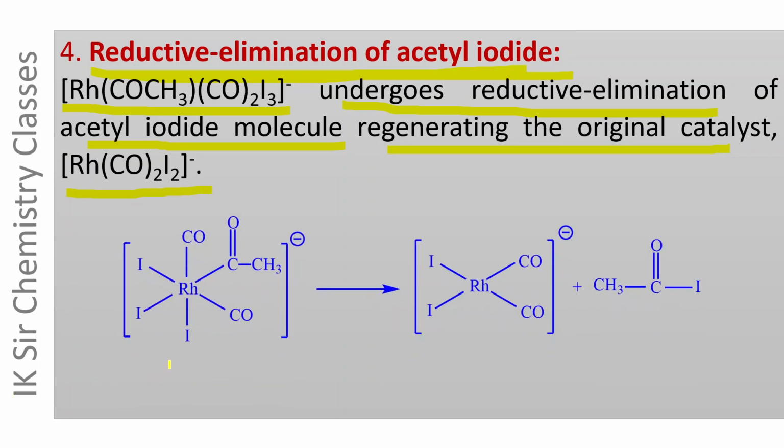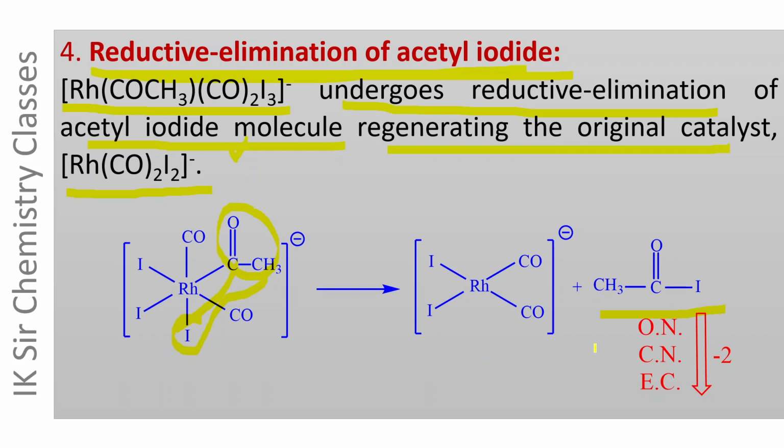This intermediate, which was electronically and coordinatively saturated, produced in step number 3, undergoes reductive elimination of acetyl iodide molecule. Acetyl group and iodine atom from cis position are eliminated in the form of acetyl iodide, and thus the catalyst is regenerated.